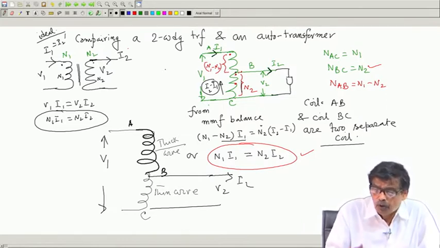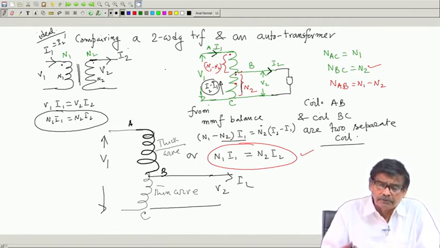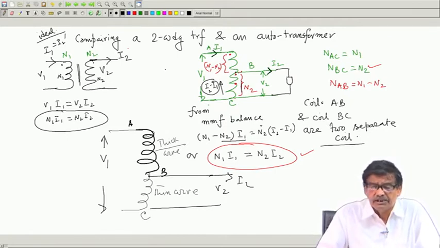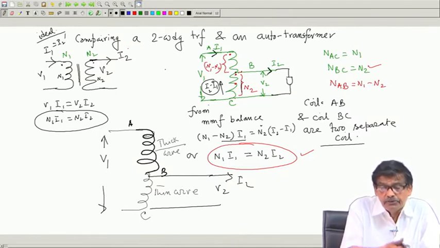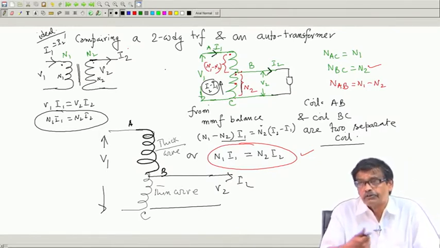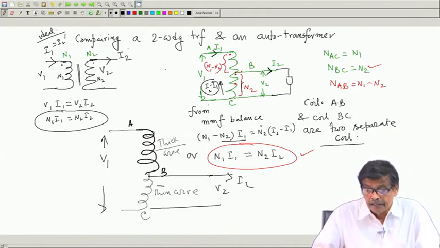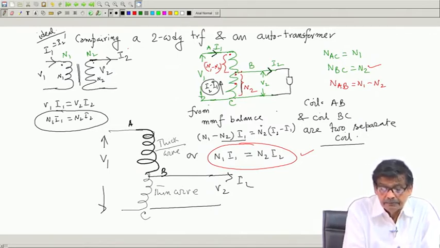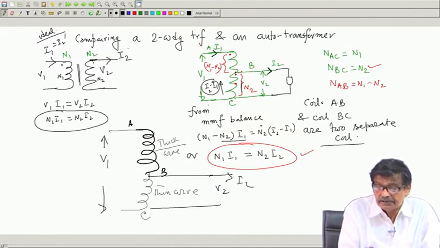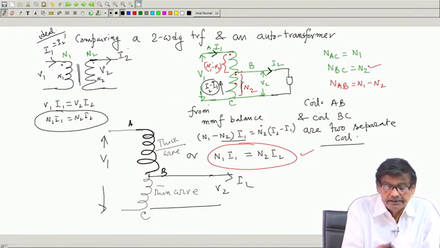The moment you have two options, which one to choose? If I want to change the level of voltage from one value to another, should I select a two winding transformer to do this or an auto transformer to do this? So, after looking at these things, what I have assumed, they are same kVA rating, N1 turns are same. So, that flux level in the core will be same.